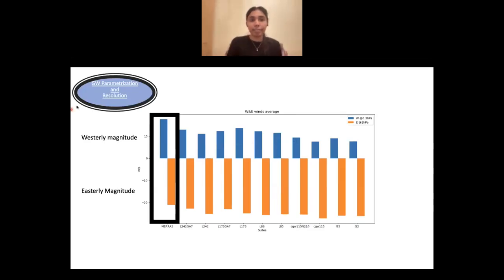The first is gravity wave parameterization and resolution. What I have here is the westerly and easterly winds magnitude average. On the top, I have the positive winds, which is the westerly wind magnitude, averaged at 0.3 hectopascal. On the lower half are the easterly wind magnitudes, averaged at 1 hectopascal. On the right-hand side, the plot on the far left is from MERRA2, which we will consider as our truth for now.